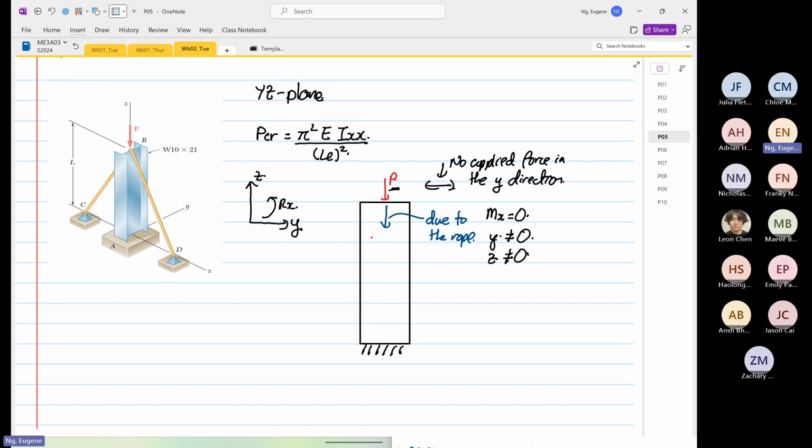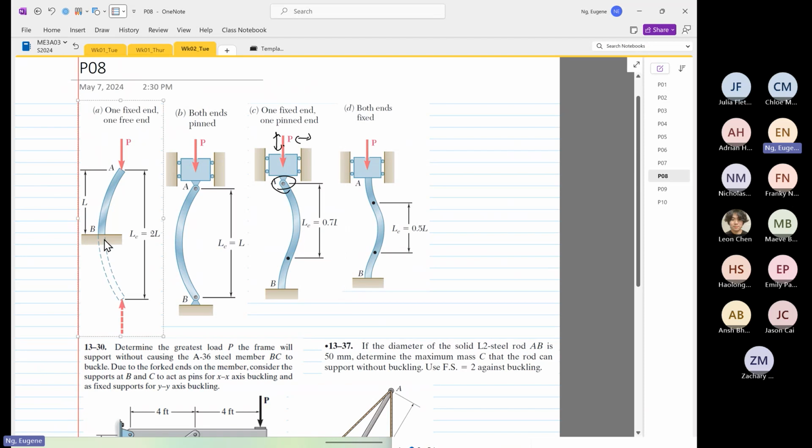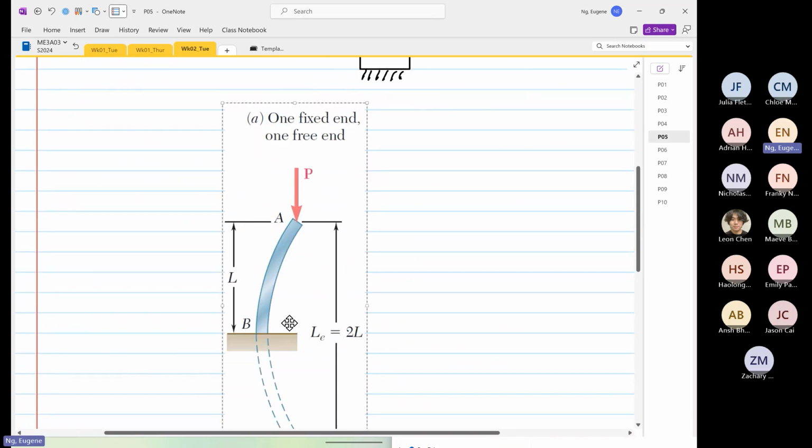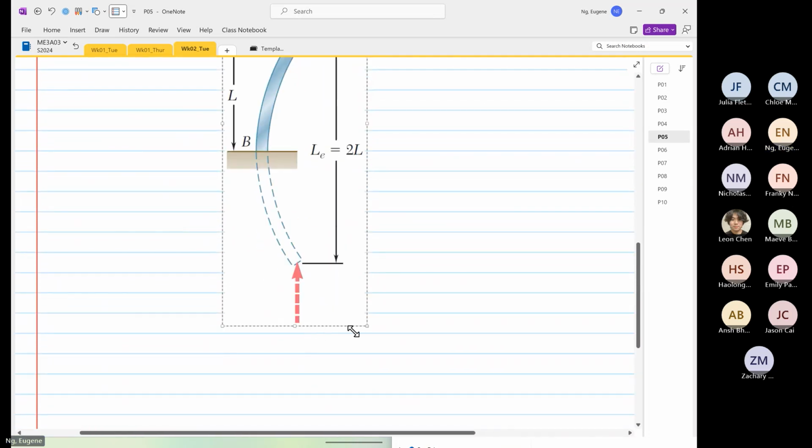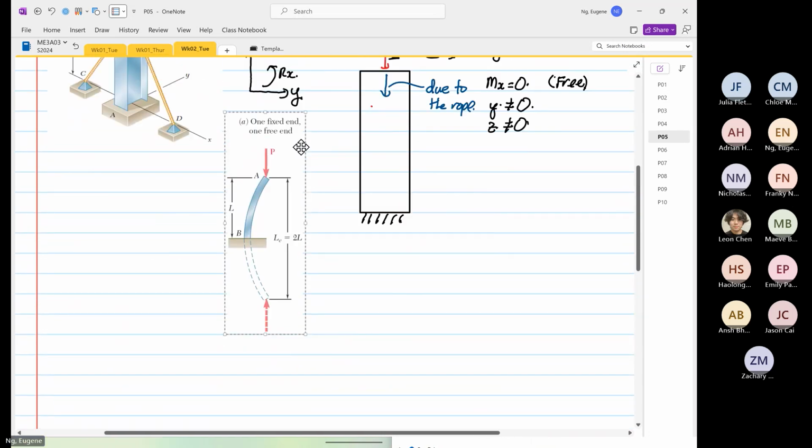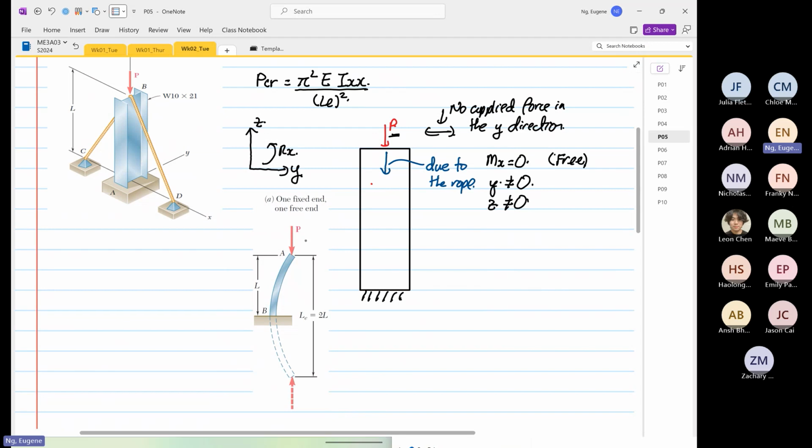And moment of z is equal to 0 is where, this is what? This is free. Why is that? Okay, so if we were to go into this graph again, and I will paste this over here. And if you see the similarities, for this case, if I use this transformation, y is equal to 0, z is not equal to 0, but moment is equal to 0 at point A. And the other end, it is fixed. Yeah, the bottom end is fixed, right?